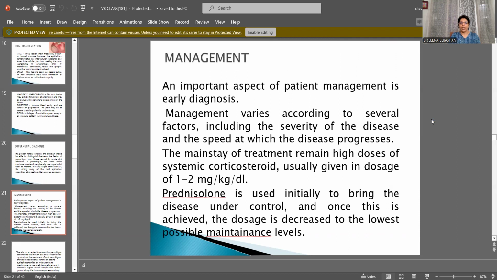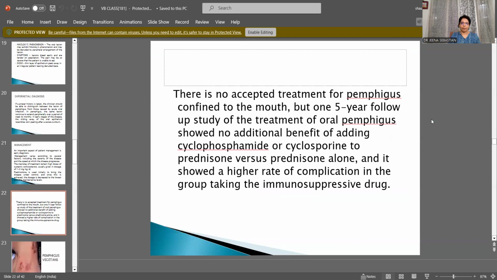So, how do you manage it? An important aspect of patient management is early diagnosis. Management varies according to several factors, including the severity of the disease and the speed at which the disease progresses. The mainstay of treatment remains high-dose systemic corticosteroids, usually given in the dosage of 1 to 2 milligrams per kilogram. Prednisolone is used initially to bring the disease under control, and once this is achieved, the dosage is decreased to the lowest possible maintenance levels.